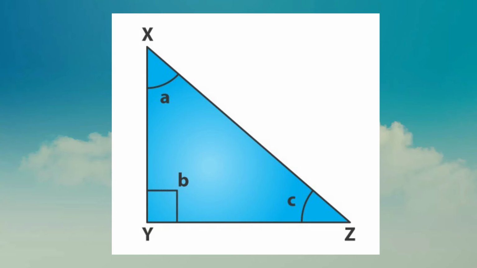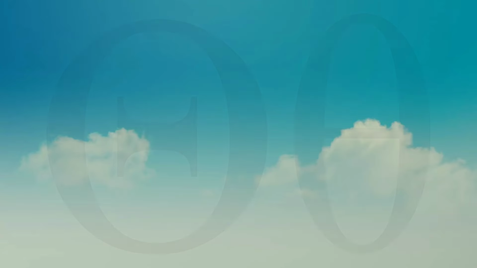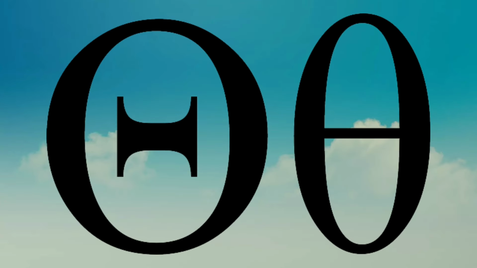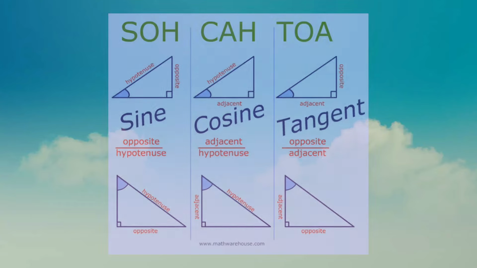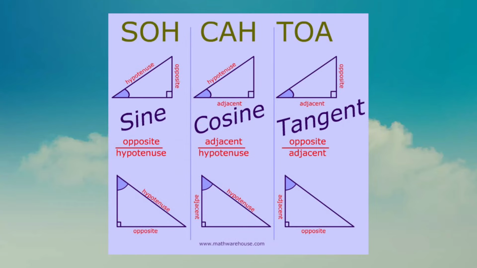To tell the different sides of a triangle, we have to know the acute angle of theta, which is the reference point that will help us find the ratios that define SOHCAHTOA. Isn't that just swell, Mr. Red?